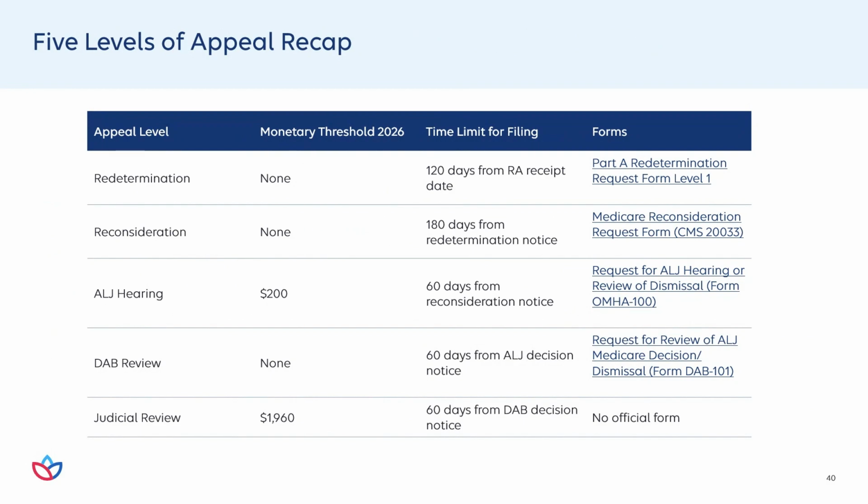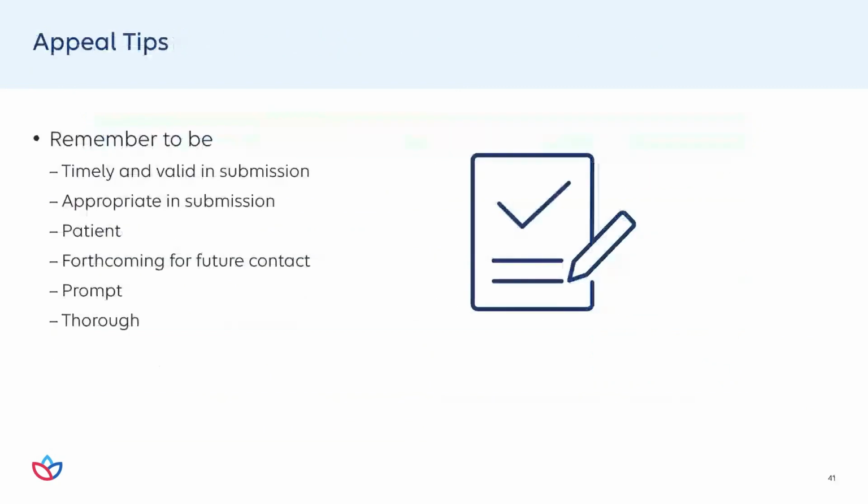So you have in the first column your appeal level 1 through 5, your monetary thresholds or your AIC amounts for 2026. The time limit for filing is in the third column, and then any forms are hyperlinked for you in the fourth column, with the exception of that fifth level of appeal, because no official form is required there. So hopefully that's helpful to you.